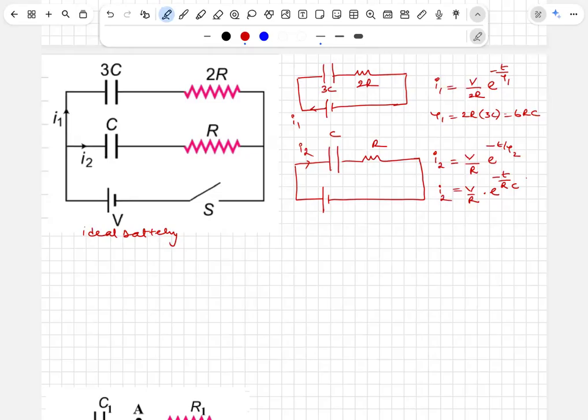Total charge. Why? I1 plus I2, correct. But remember, all this is true when the line must not have any resistance. The entire line must not have any resistance. Only then it is true. Any doubt on this? Please ask me. Any doubt on this? Tasya, any doubt? Sure. Next.